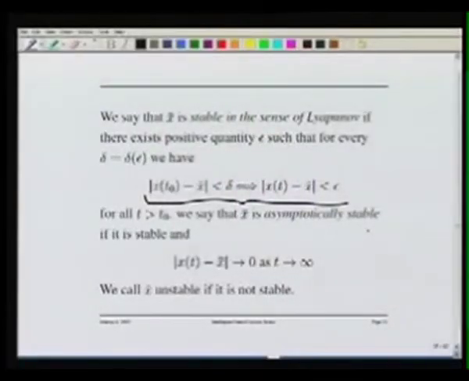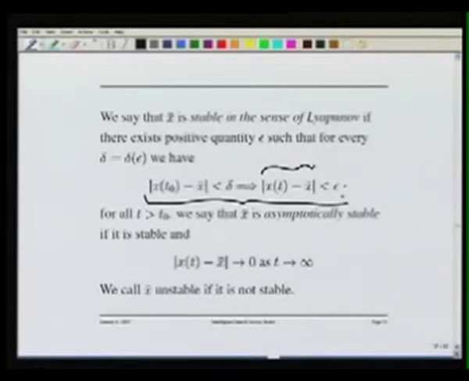Then we define a concept of asymptotically stable, or asymptotic stability, where this particular difference that we said in the beginning is less than epsilon. Now, we are saying if it goes to 0, that is, my future state converges to the equilibrium point as t tends to infinity, then this is called asymptotically stable. And then we call x bar unstable if it is not stable. If it is neither this nor this, then the system is unstable. So, these are all definitions we are talking about.